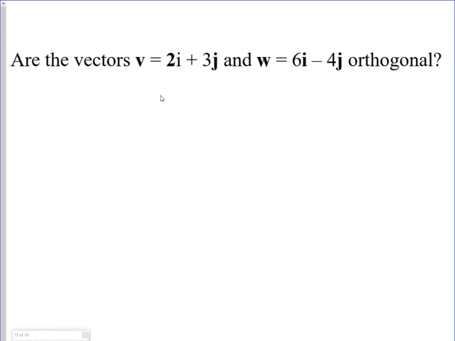Silencio. Now let's apply this. Are the vectors v and w orthogonal? Let us find out. Yes, that's what I was going to do. Go for it.